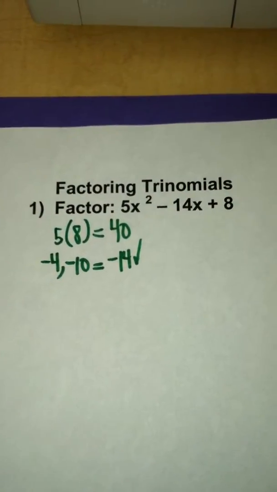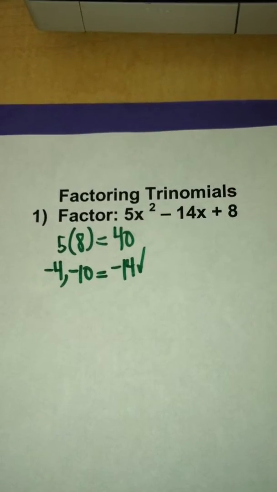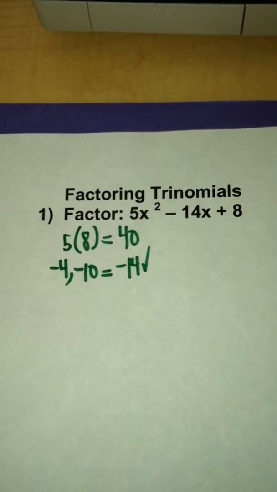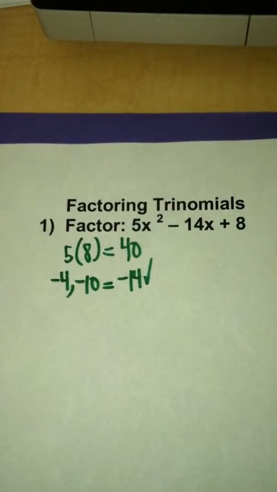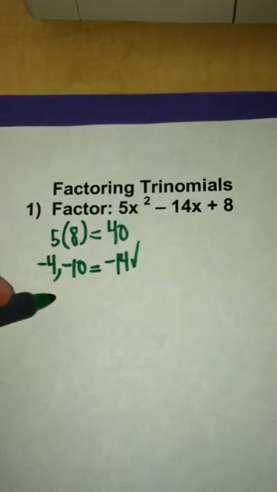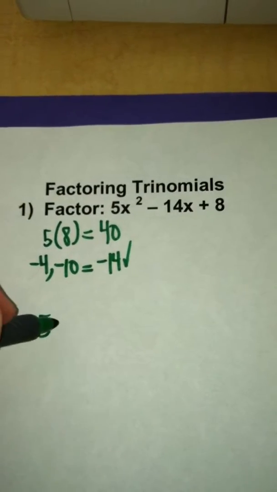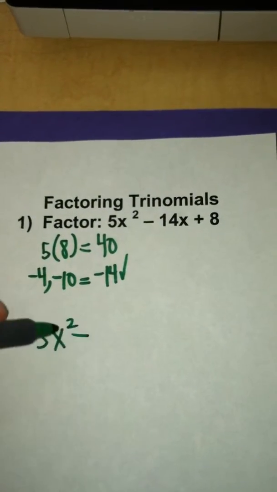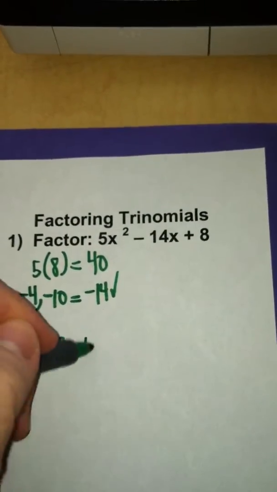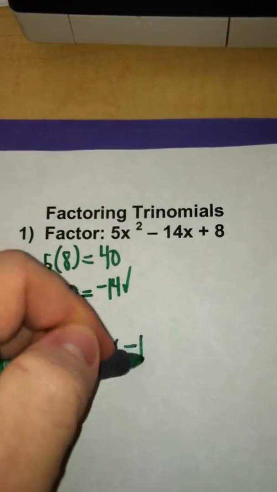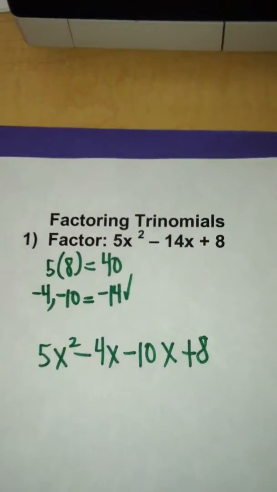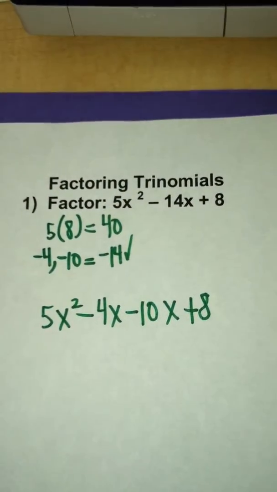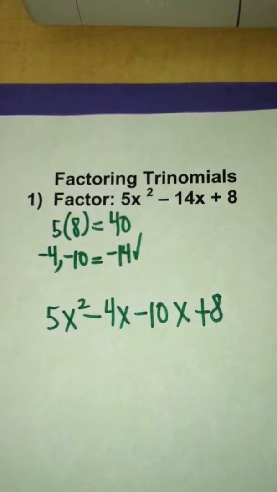Next step, rewrite the middle term using the negative 4 and negative 10. Write the factors in terms of x. So we have 5x squared minus 4x minus 10x plus 8. At this point, factor by grouping.